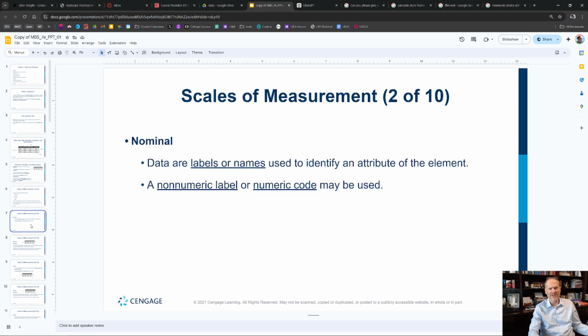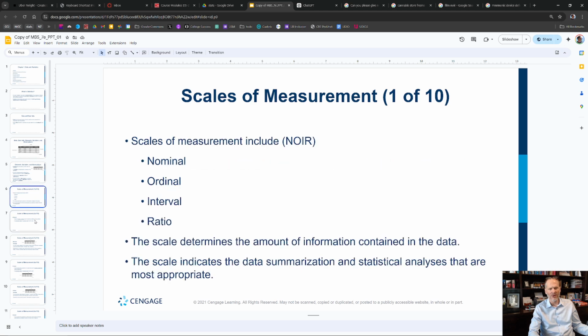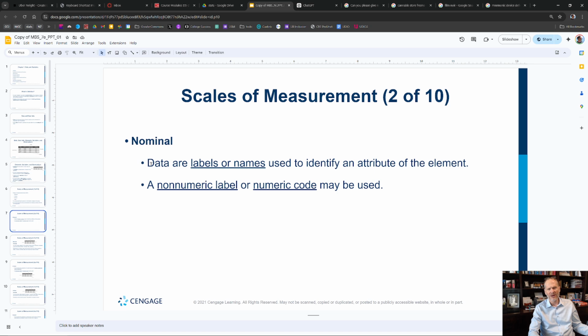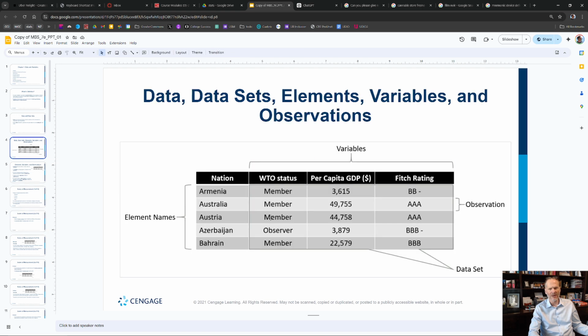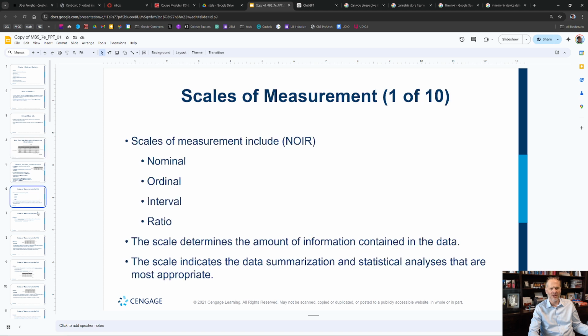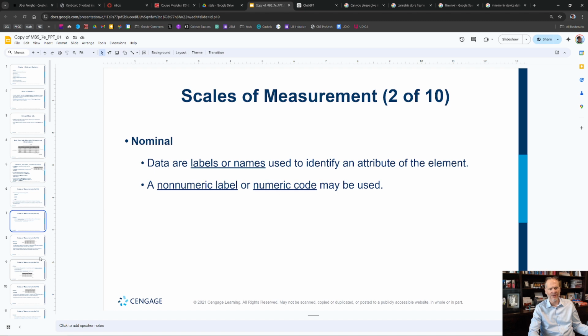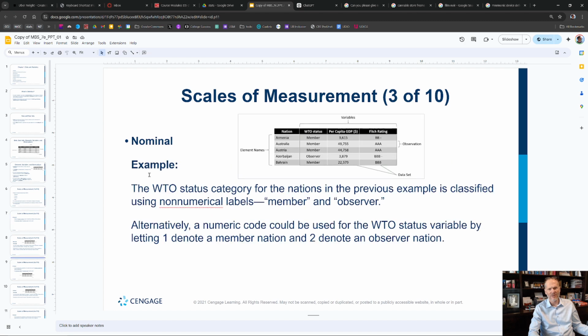And so a nominal scale, right? We're talking about nominal, ordinal, interval, ratio. Nominal data are labels or names used to identify an attribute of the element. A non-numeric label or numeric code may be used. So this is nominal right here, member, observer, right? That's nominal data. You could be a member, you could be an observer, that's it, right? So that's what nominal is. It's just data or labels. And so here are some more examples.